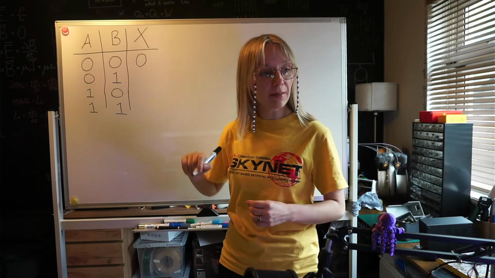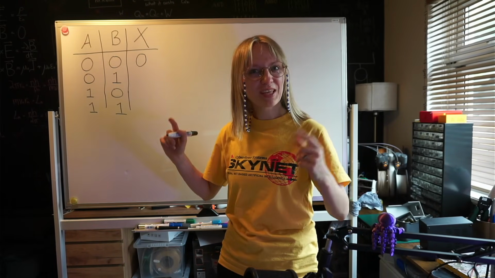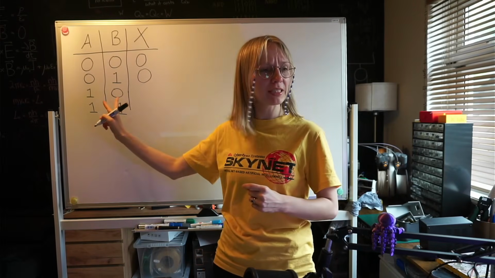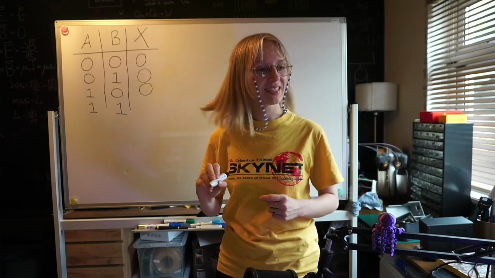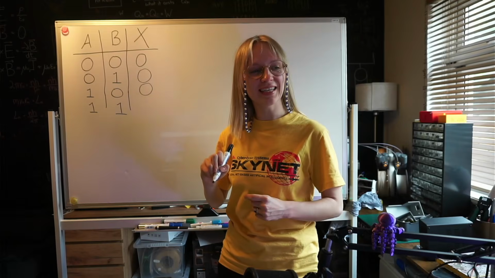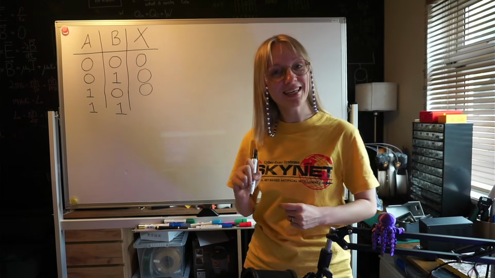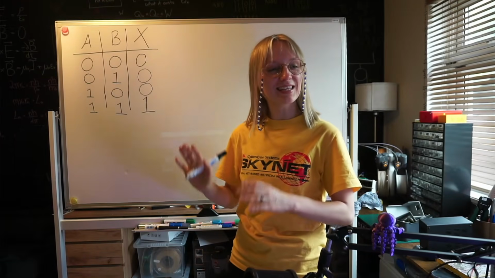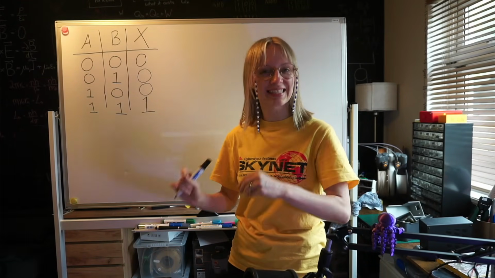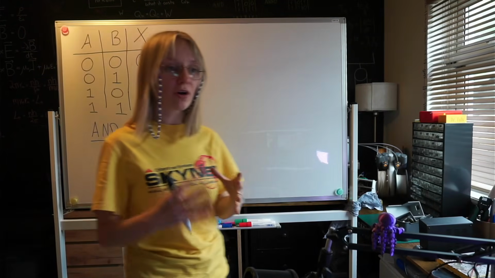If one of the inputs changed to a high, it would still be 0. What if we swapped those inputs? Still a low. Last but not least, when the inputs are high, we get a high. This is what is unique about the AND gate. And we actually can draw it in a circuit.